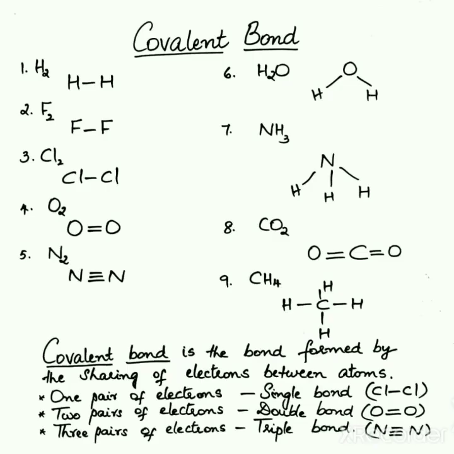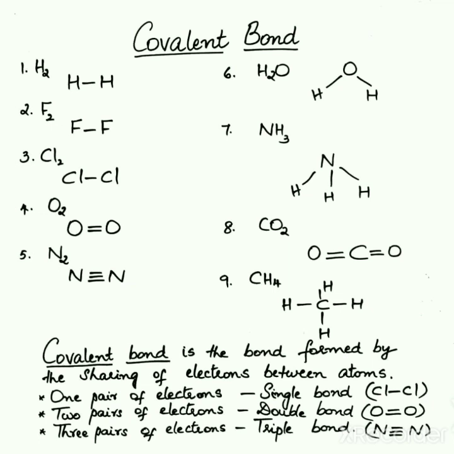Thus, we have found that in hydrogen molecule, a single covalent bond is present between the 2 hydrogen atoms. In fluorine molecule also, a single covalent bond is present between 2 fluorine atoms. Similarly, in chlorine molecule, a single bond is present. In oxygen molecule, the 2 oxygen atoms are bonded by a double covalent bond, and it is due to the sharing of 2 pairs of electrons between 2 oxygen atoms. In nitrogen molecule, the 2 nitrogen atoms are bonded together by a triple covalent bond. It is due to the sharing of 3 pairs of electrons between the 2 nitrogen atoms.